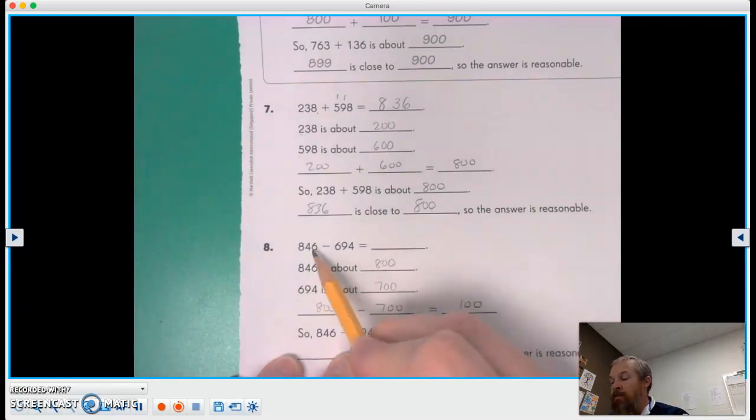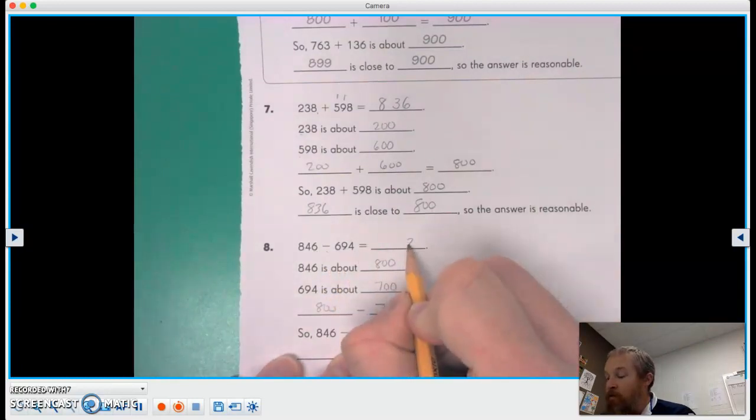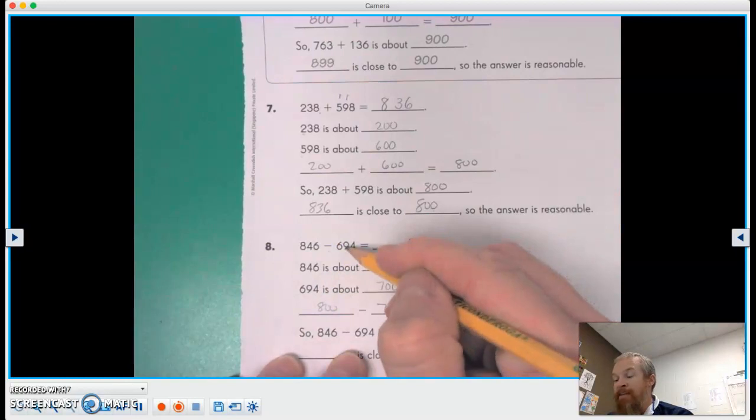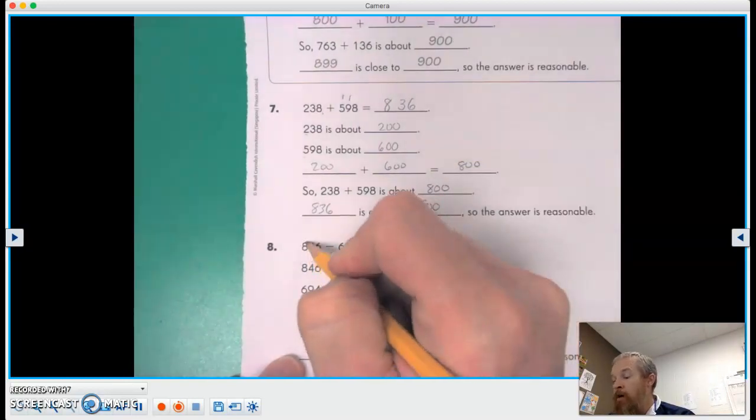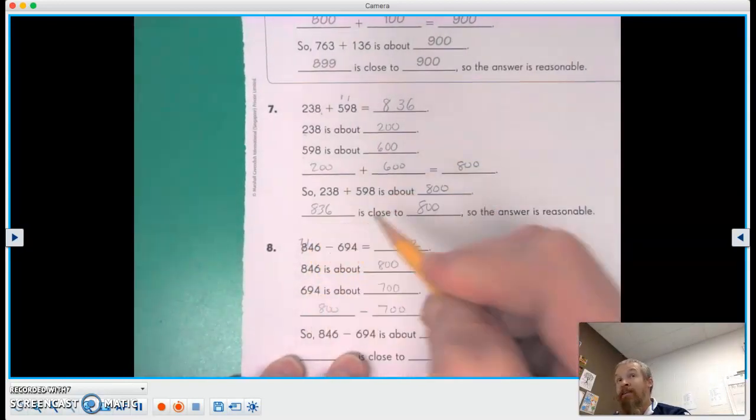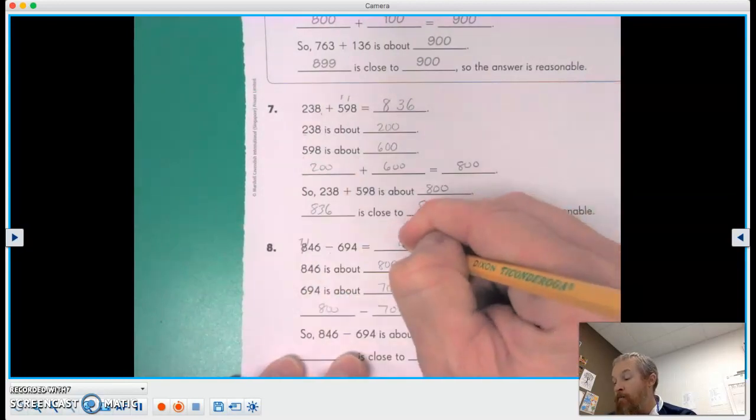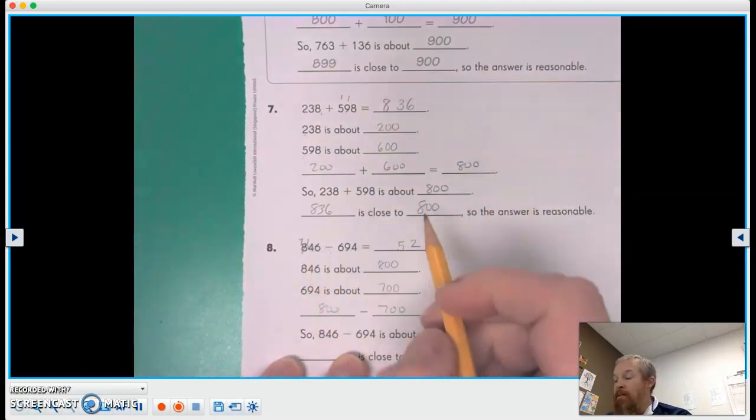But now let's go through and do our work. What is 6 minus 4? That's a 2. Okay. 4 minus 9, more on the floor. You got to borrow from next door. 14 minus 9 is 5. And 7 minus 6 is 1.